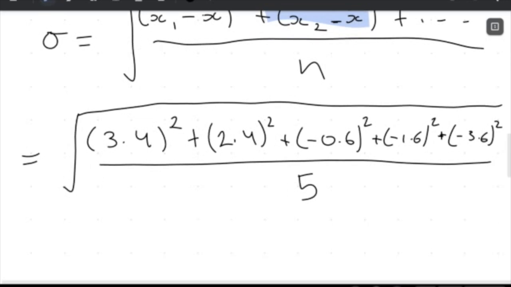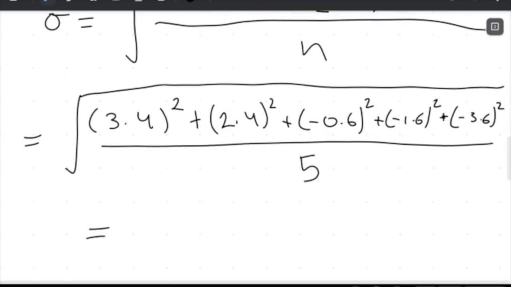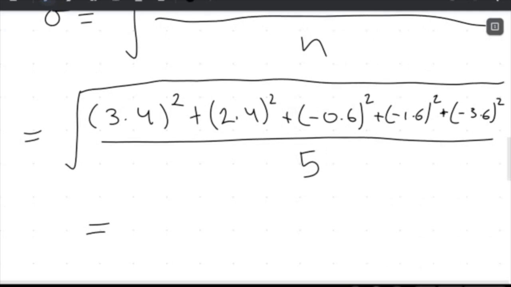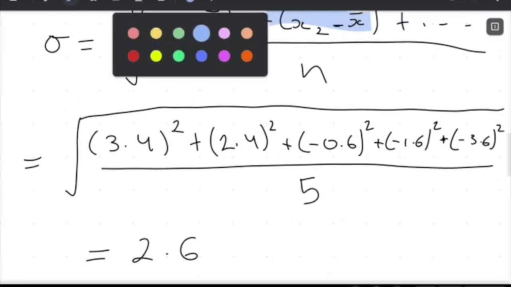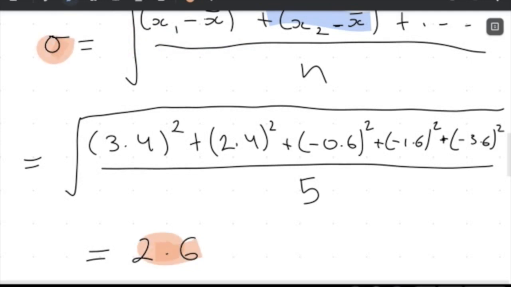So we get an answer, and I'm going to round this off to 1 decimal place. That's going to give me 2.6. Okay, so this here is my standard deviation.